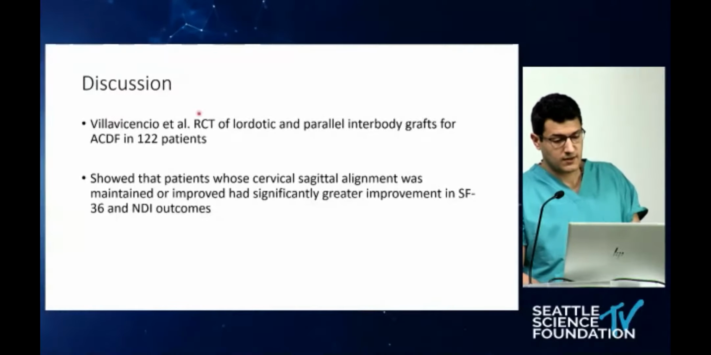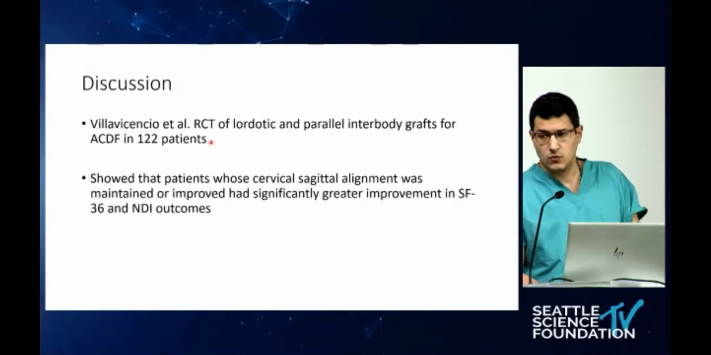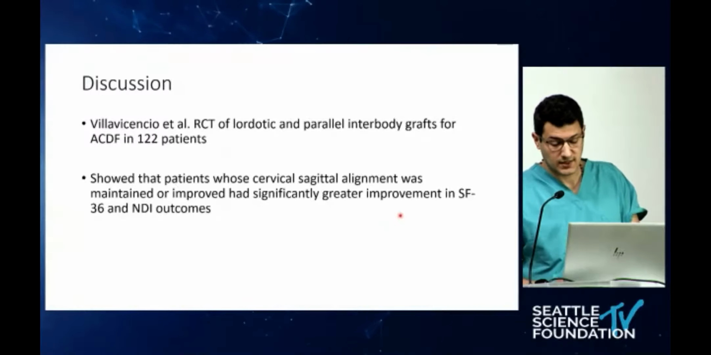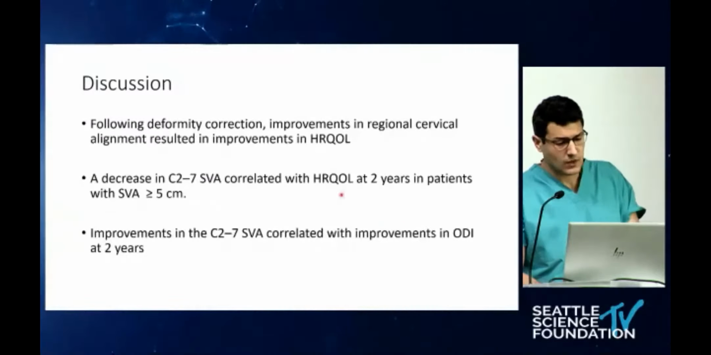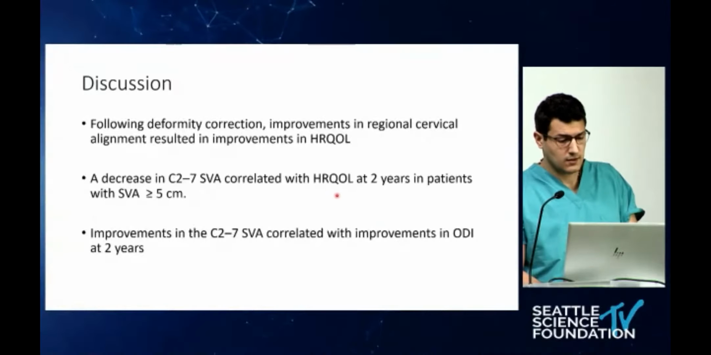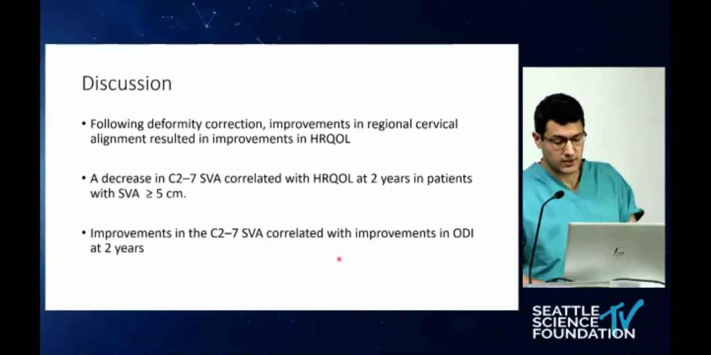Another author had an RCT of lordotic patients who had ACDF. The RCT included 122 patients, and he showed that patients whose cervical sagittal alignment was maintained or improved had good outcomes on SF-36 and the NDI. Finally, they concluded that a decrease in C2-7 SVA was correlated with a better quality of life at 2 years, even in patients with an initial SVA of more than 5. And again, the C2 SVA improvement was correlated with improvement in ODI.